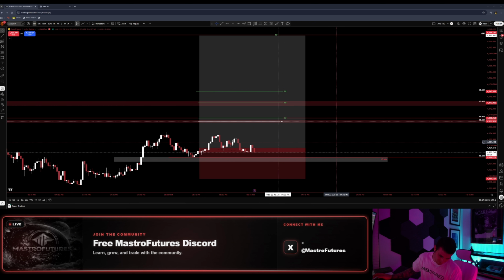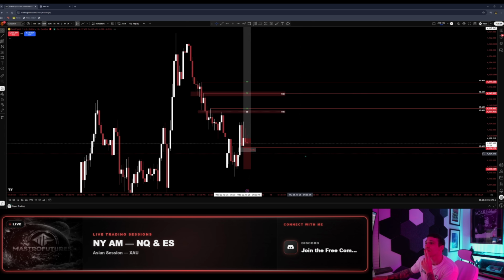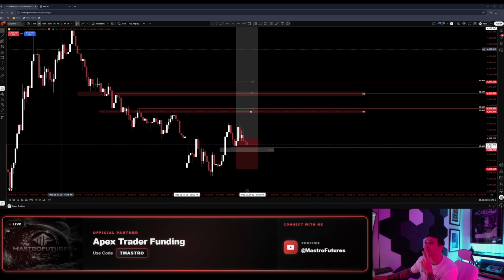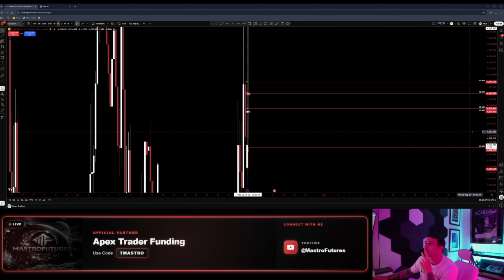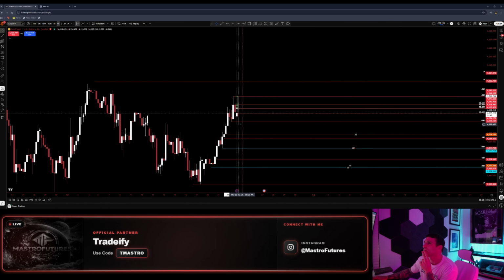So hopefully we don't come down and sweep out this 4-hour low. Might be a possibility. Not a fan of what price is doing right now. We broke structure in the 15-minute time frame too. Only thing we're still bullish on is the hourly. And we could want to come sweep out this 4-hour low, which would stink.